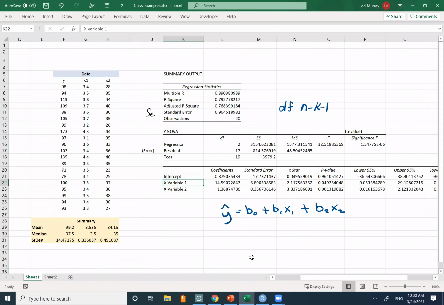What it's doing is testing the null hypothesis that the coefficient equals 0 versus the alternative hypothesis that it does not equal 0. That's how Excel is computing them for each variable on n minus k minus 1 degrees of freedom. So the answer is in front of you. You just have to remember how to do that interpretation. What does it mean?